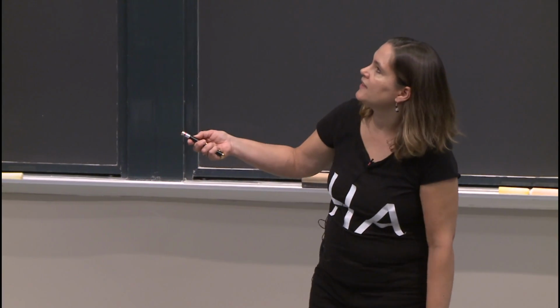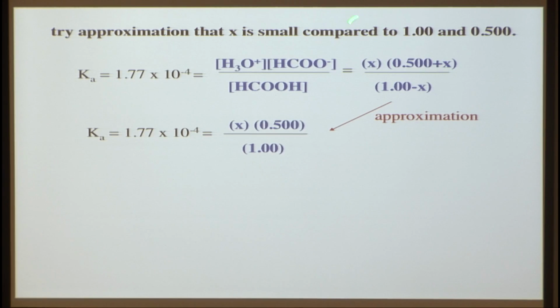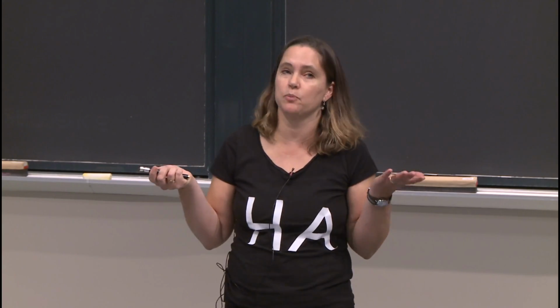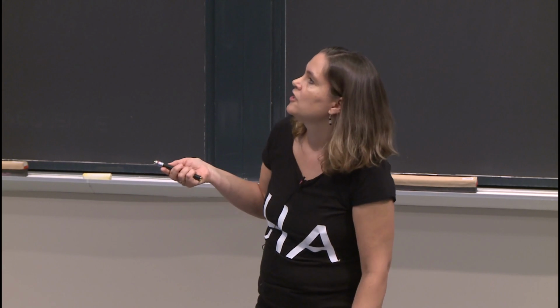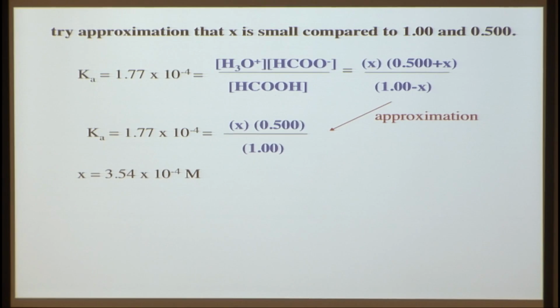So here we're making the assumption that x is small compared to 0.5 and compared to 1. So that means that we drop the plus x from the 0.5 term and drop the minus x from the 1 term. So we're saying that these are going to be small enough that it's still going to be pretty much 0.5 and 1. And then we have to test that in a minute. So if we use this, we can calculate x, and it comes out to 3.54 times 10 to the minus 4. And then we can check the assumption.